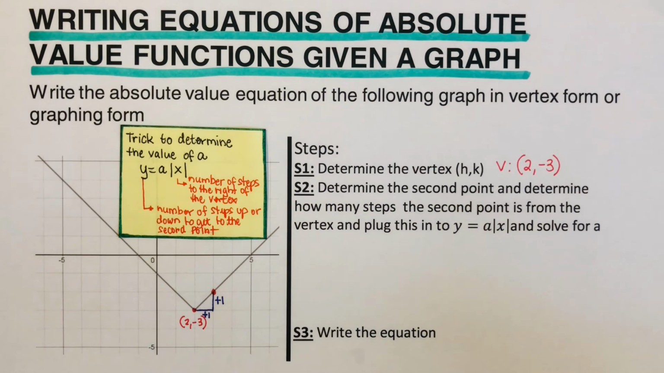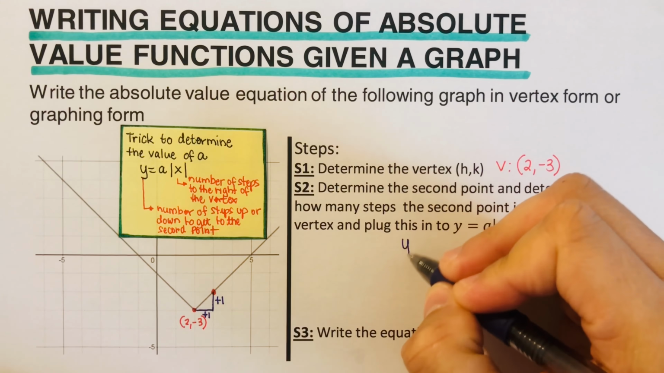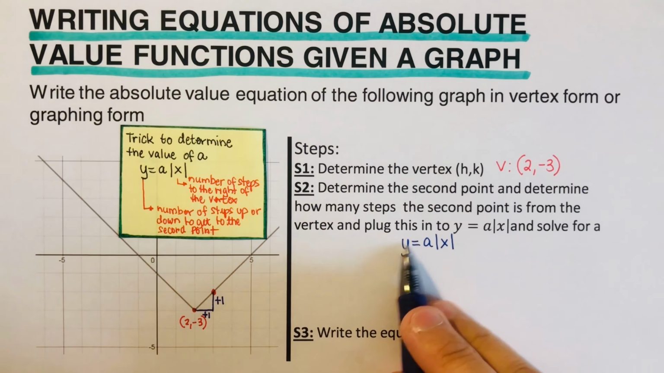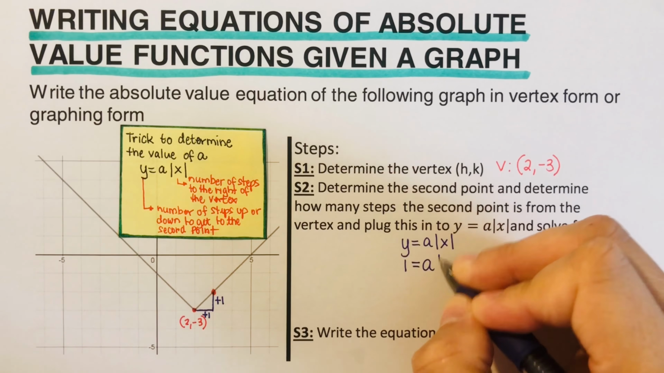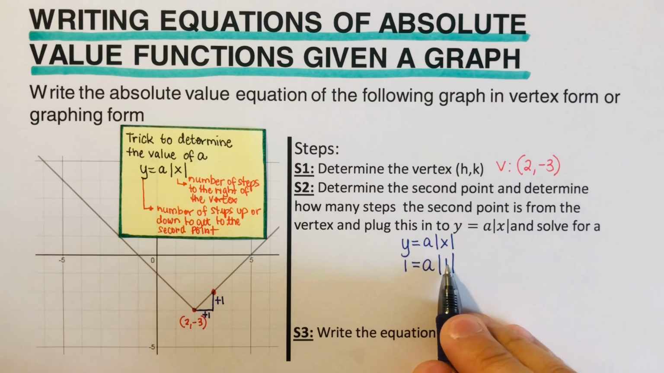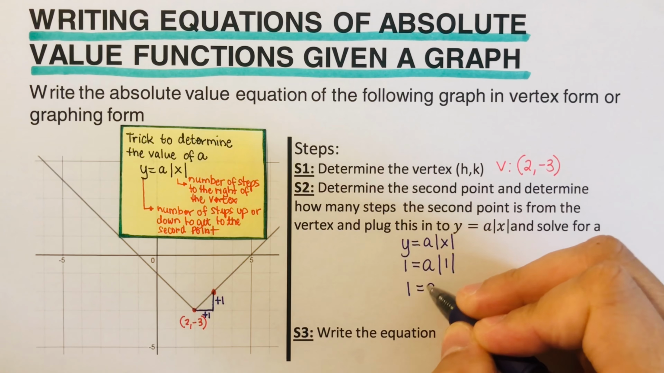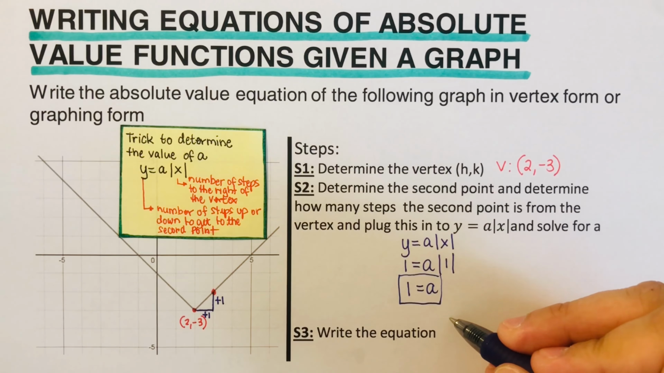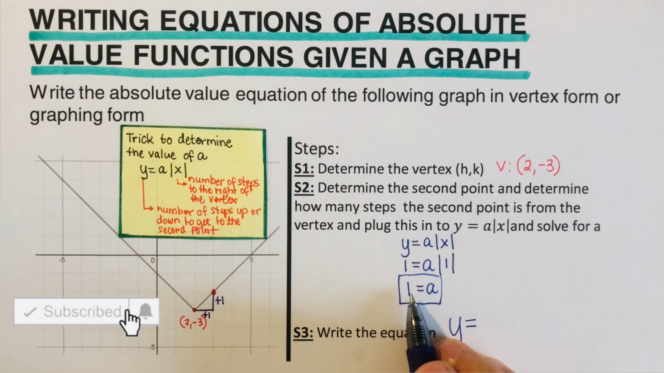So then we go ahead and write the equation over here. That would be y equals a times the absolute value of x. Again, our y is 1, so 1 equals a. Our x is to the right, and that's 1. So the absolute value of 1 times a is just a. So we can say a is equal to 1. So then the equation that would work for this is y equals, our a is 1.